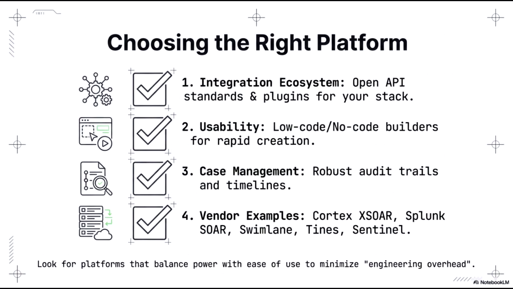When selecting a platform, the first priority is the integration ecosystem. You need a solution that supports open API standards and offers extensive plugins tailored to your specific technology stack, ensuring that all your security tools can communicate effectively. Next, consider usability. Ideally, you want a platform featuring low-code or no-code builders to facilitate the rapid creation and deployment of automation workflows. The third pillar is robust case management.